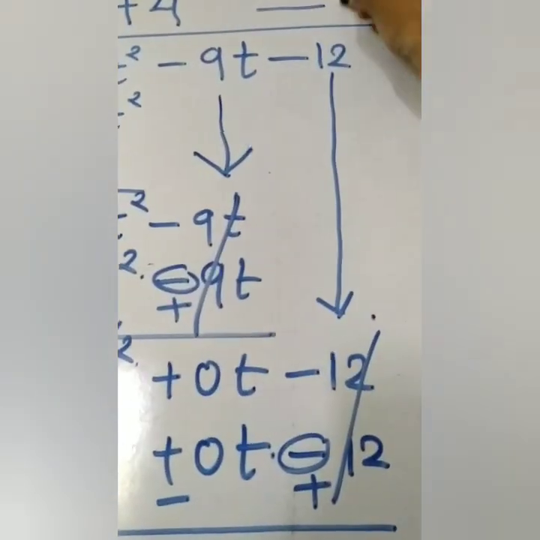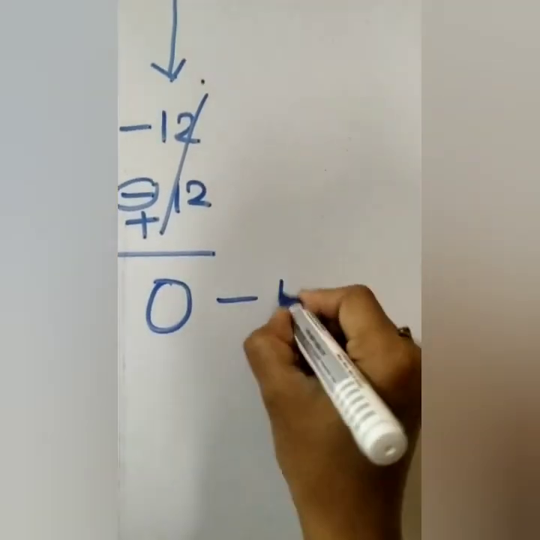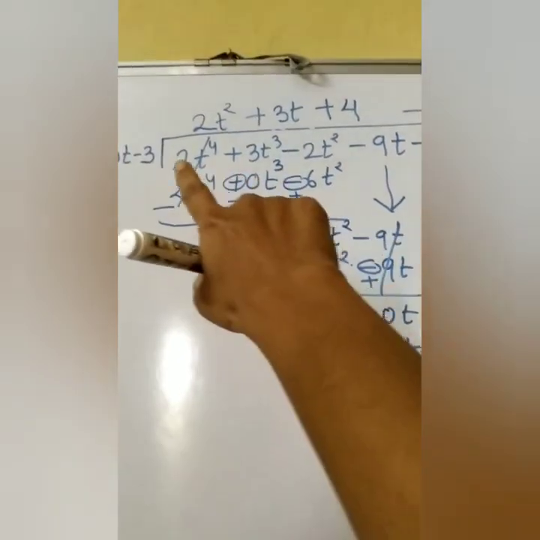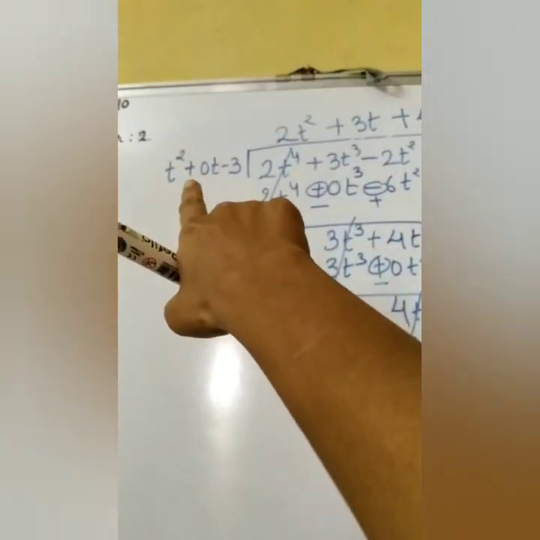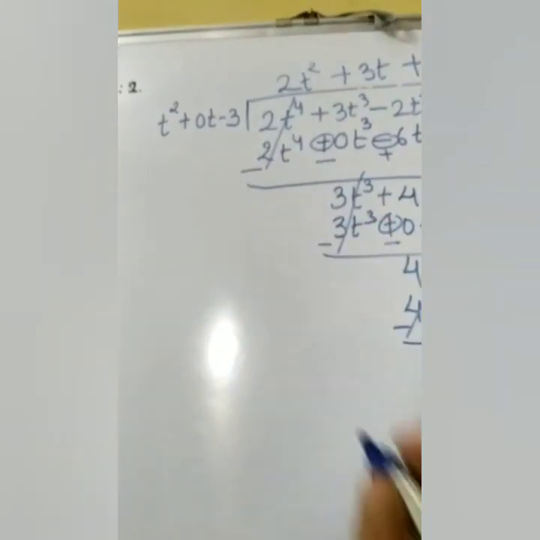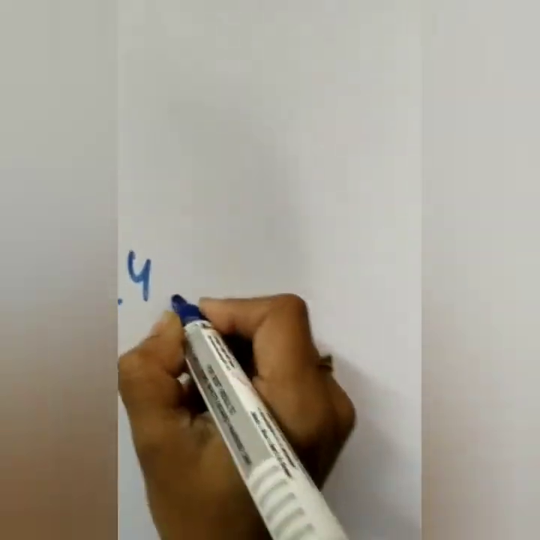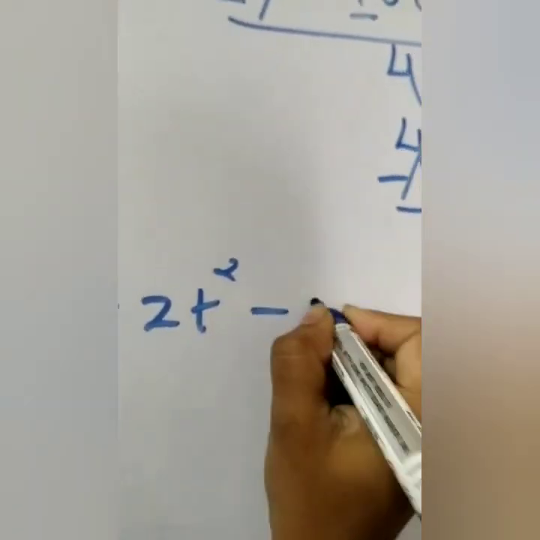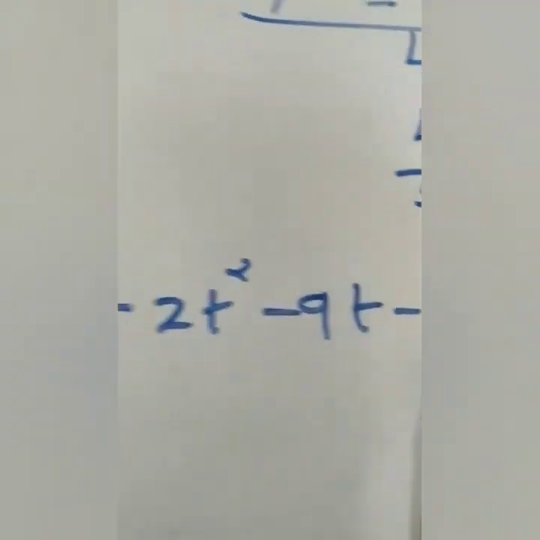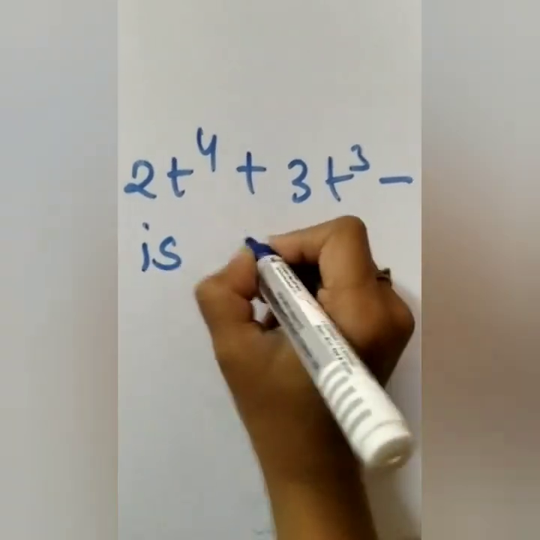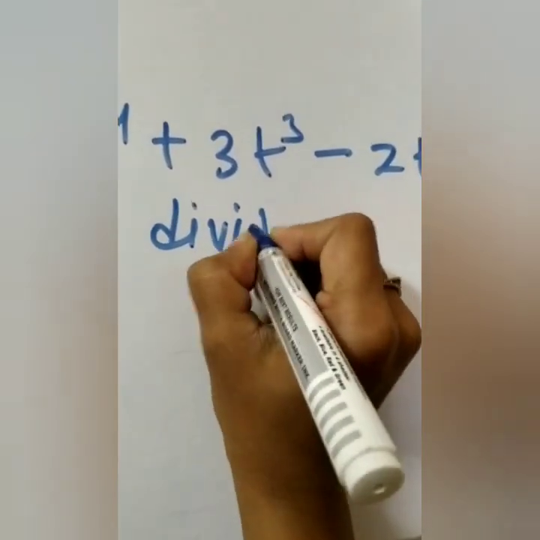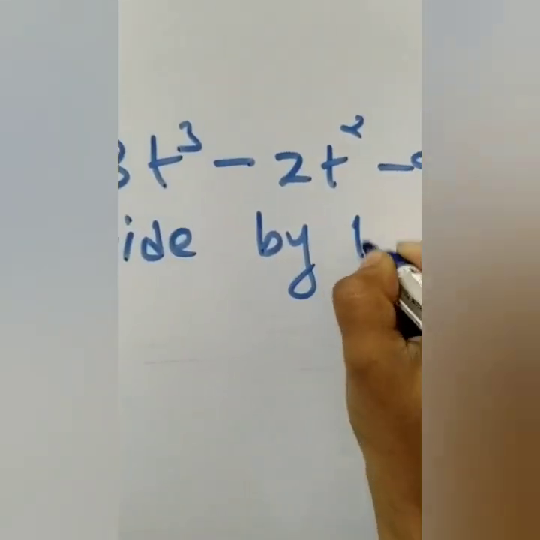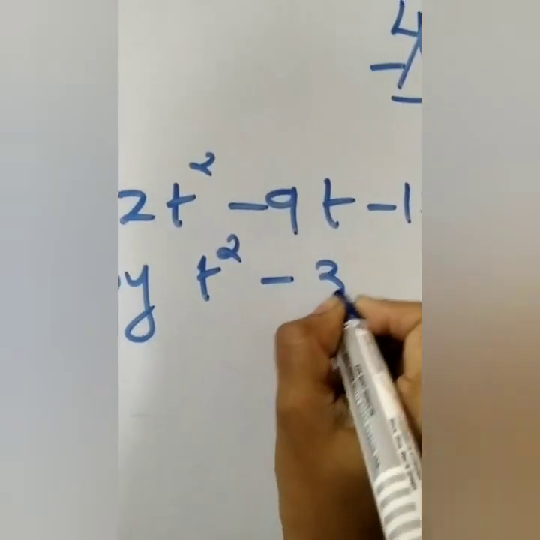So here they changed the question. They did not ask us what the quotient and the remainder are. They ask us whether p of x is divisible by q of x or not. So we will write our answer. Yes, 2t raised to 4 plus 3t cube minus 2t square minus 9t minus 12 is divisible by t square minus 3.